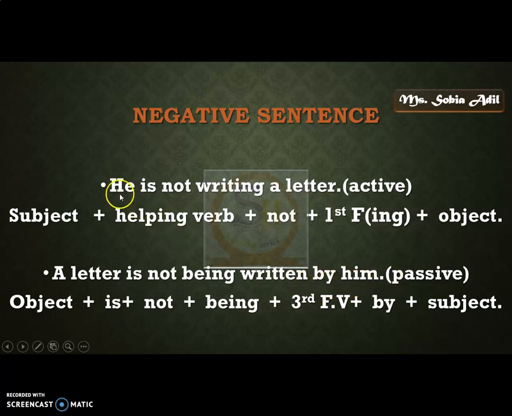Him, why is it so? Because there was a subject pronoun. You need to change it into an object pronoun. So हम he की जगह him लिखेंगे. So, a letter is not being written by him. This is the passive voice of this active voice, right? So this was the structure of a negative sentence, students.